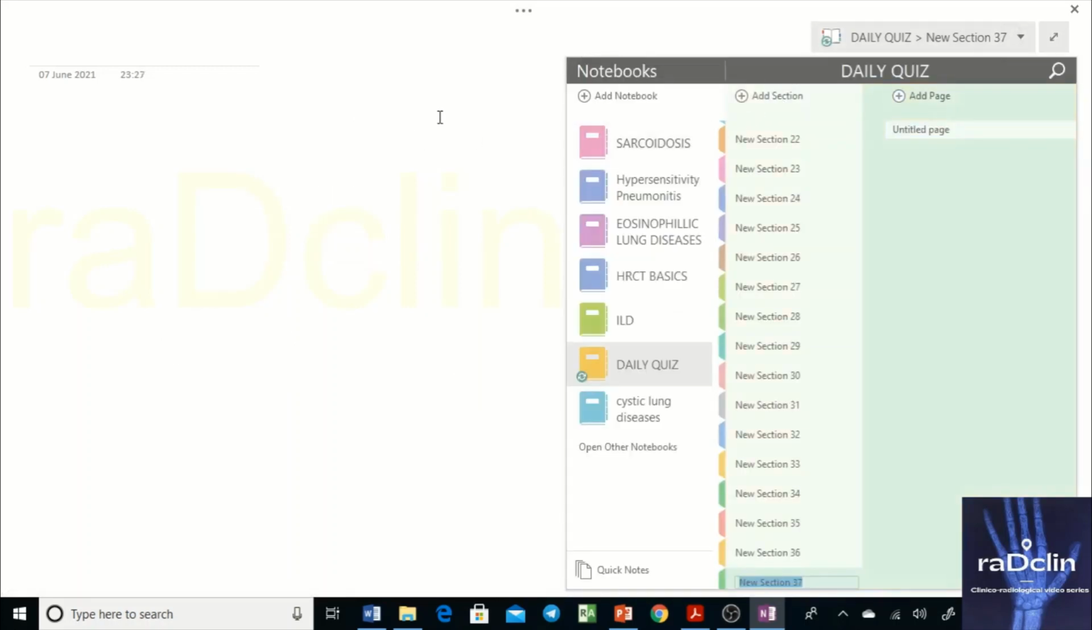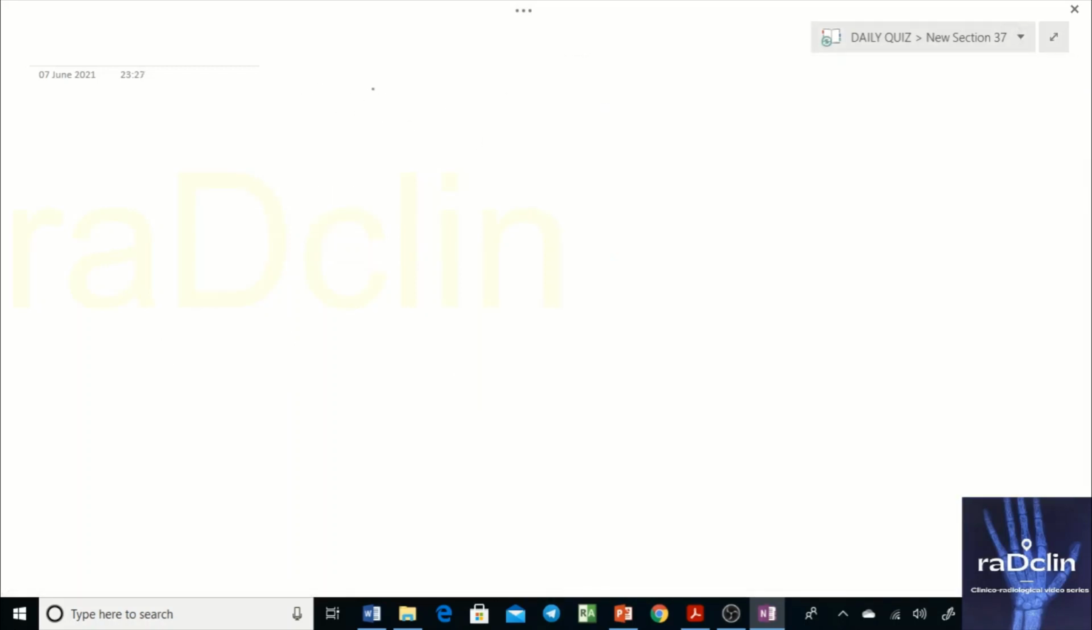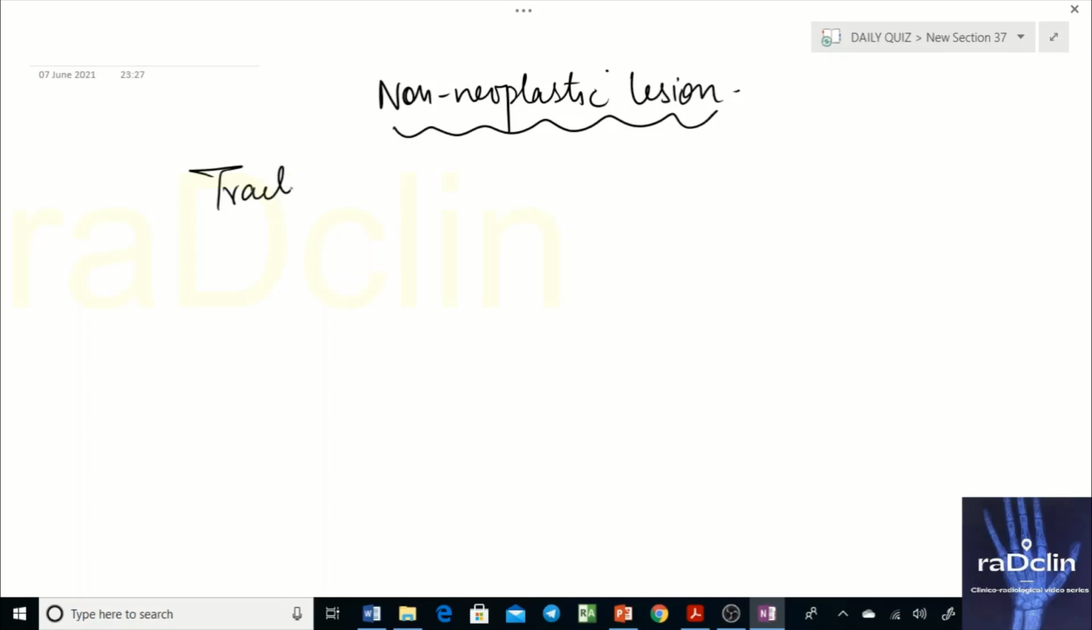So in non-neoplastic lesions, the first important thing that we are going to discuss is tracheomalacia. Now, what exactly is tracheomalacia? Tracheomalacia typically is an abnormality. What is abnormal in the trachea? First of all, in tracheomalacia, what is abnormal?